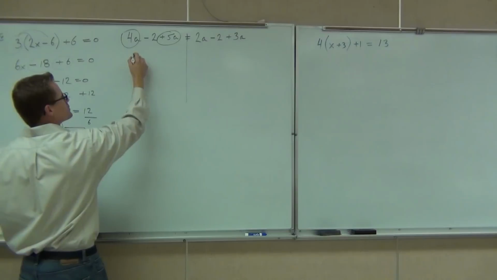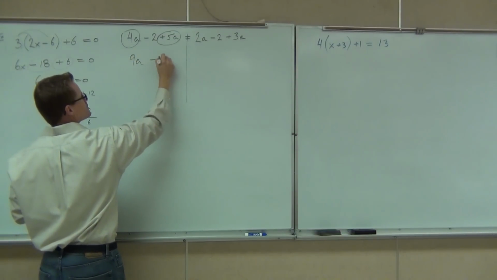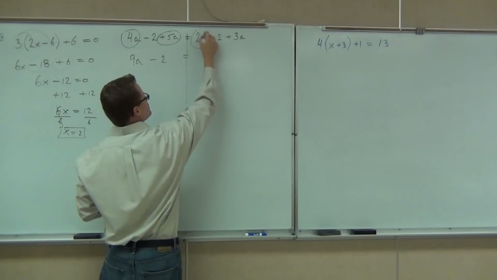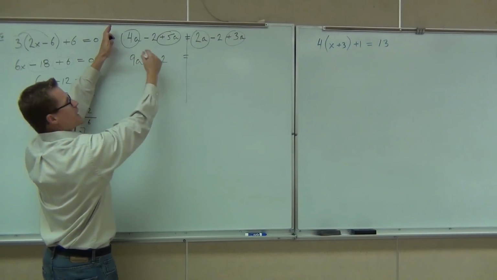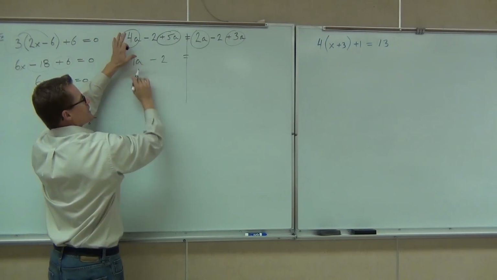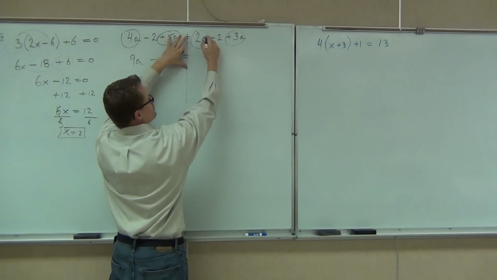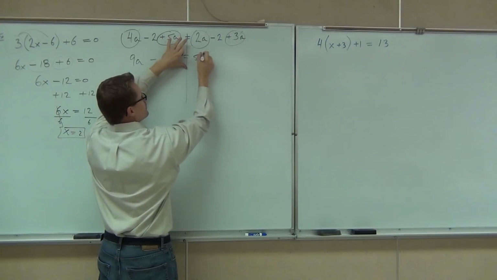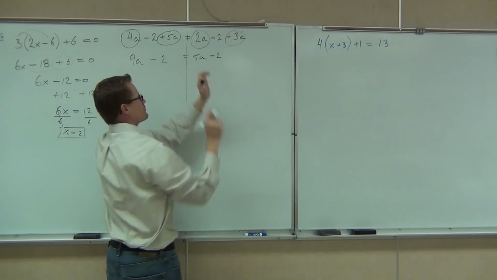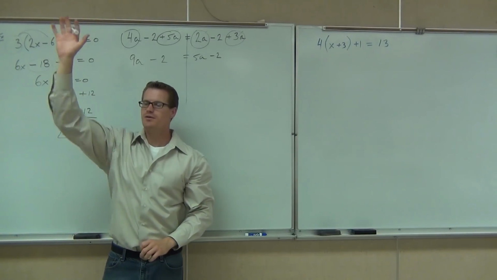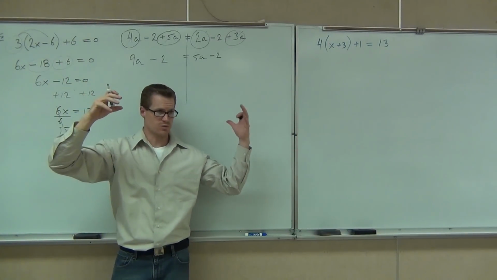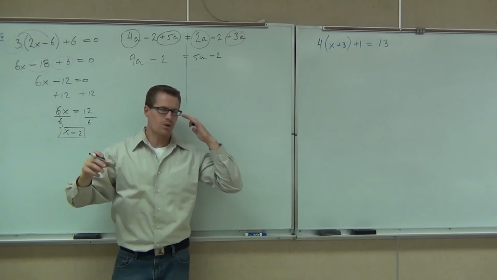Good. So this would give you the 9a minus 2. We're just combining like terms here, folks. It's like you're ignoring this side for a second. You're combining your 4a and your 5a. You're getting 9a. You're ignoring this side. You're combining your 2a and your 3a. You're getting 5a. But in each case, we have minus 2. Raise your hand if you made it that far. Fantastic.